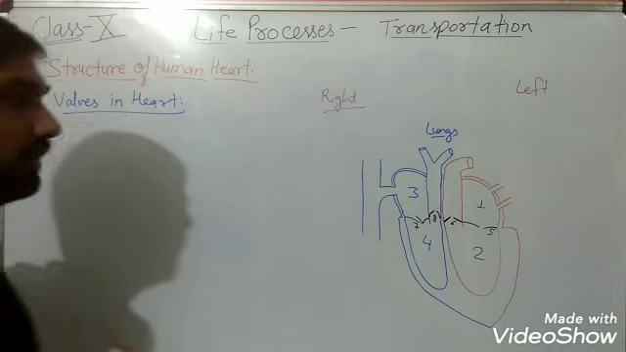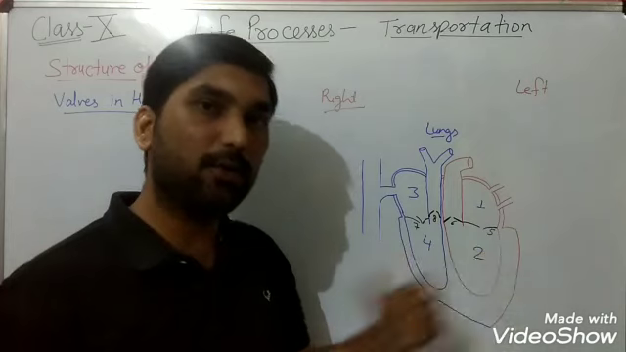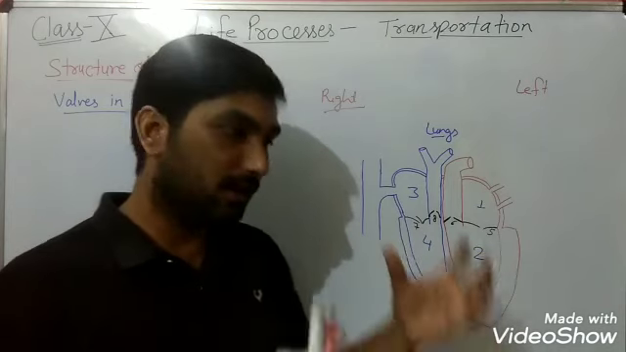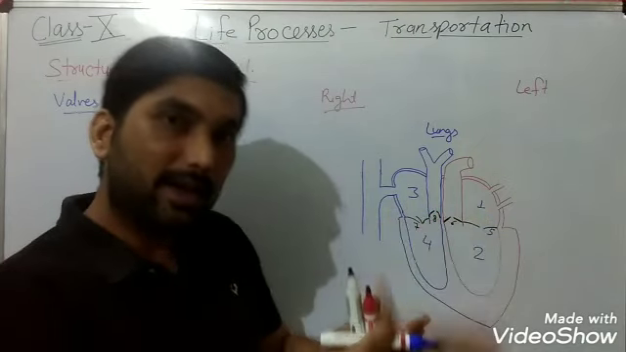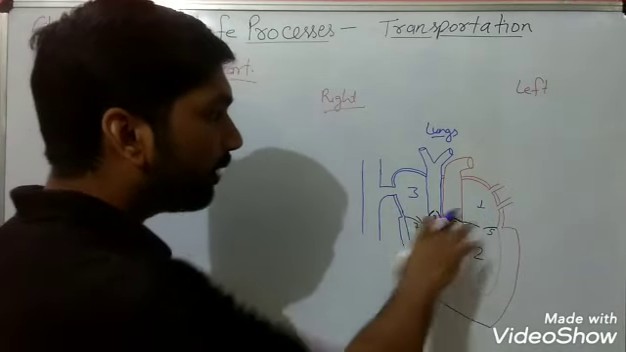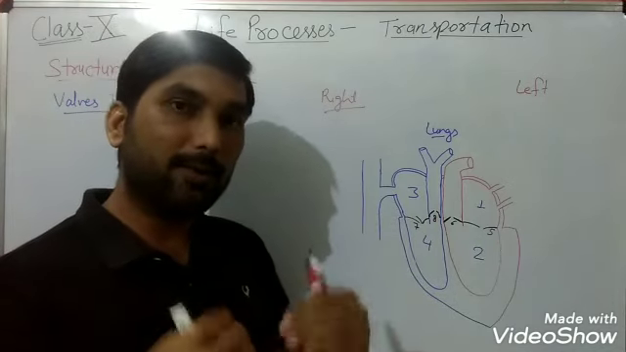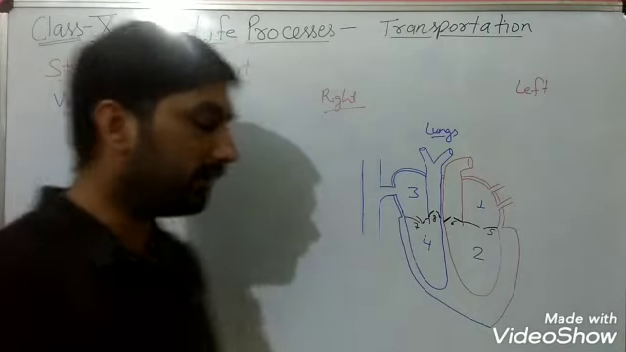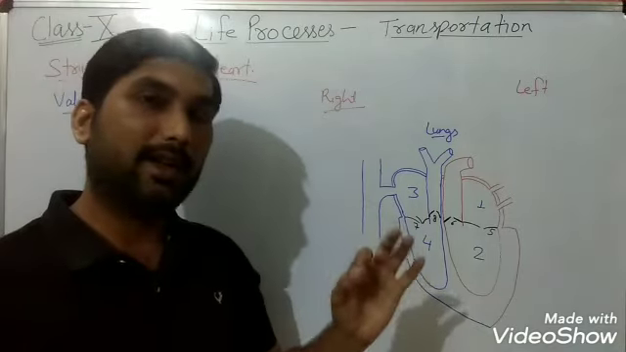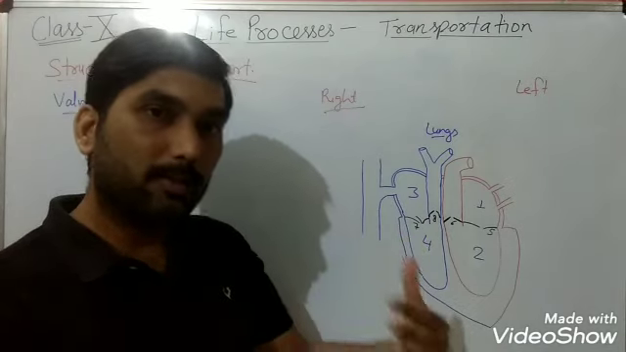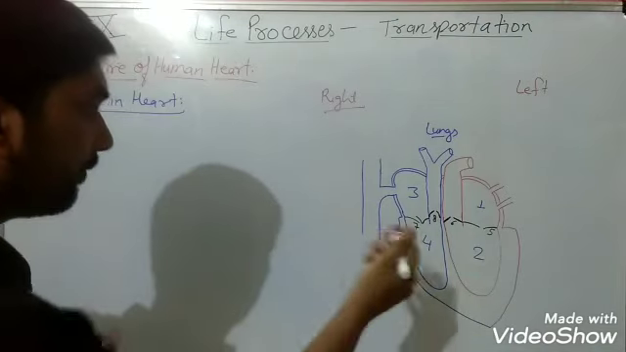Actually, valves are nothing, they are just the folding of endocardium. Endocardium means what? Cardium means the muscles present in the heart, and endo means the internal layer. So these are only the foldings of endocardium, so that the blood can flow only in one direction. The function of valves is only this, that the blood cannot backflow, it is going to flow only in one direction.